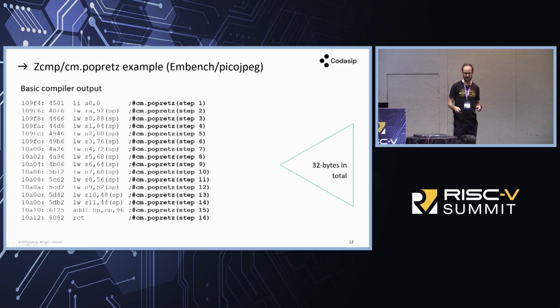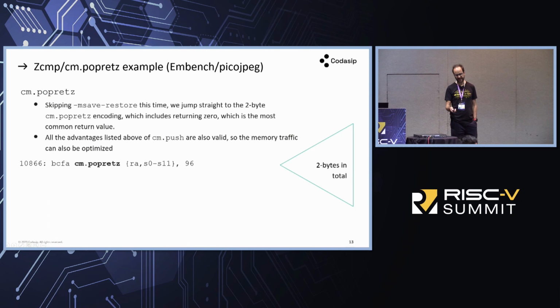OK, so the reverse is the return, cm.popretz, with a z at the end because it's returning 0. So it's from the same function: load, restore a lot of registers, and then return. So this maps onto 16 16-bit instructions, 32 bytes in total, and again, we get that down to 2 bytes. This does exactly the same thing. And if you exclude the z on the opcode, then it doesn't move 0 into the return value. That's just an extra saving because it was the most common return value that we found.